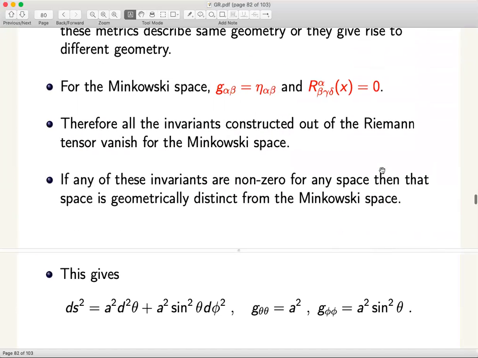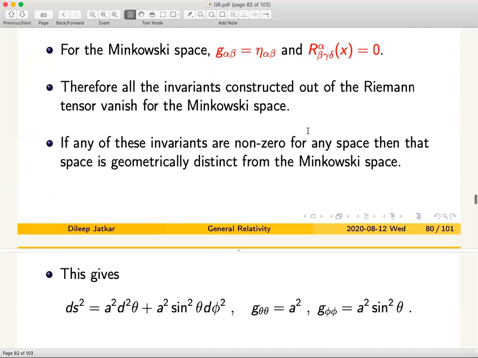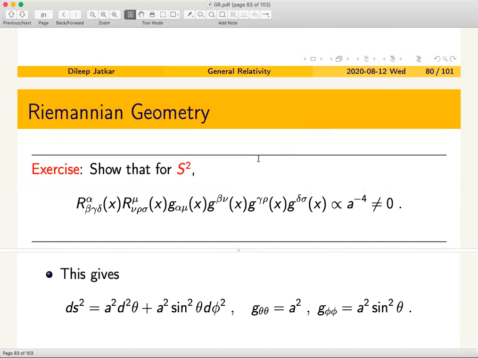As against the Minkowski computation, since the Riemann tensor is 0, all quantities constructed out of Riemann tensors would be 0. So this is one indication, and this is of course a clear indication, that the metric on S2 is different from the metric on any dimensional Minkowski space.